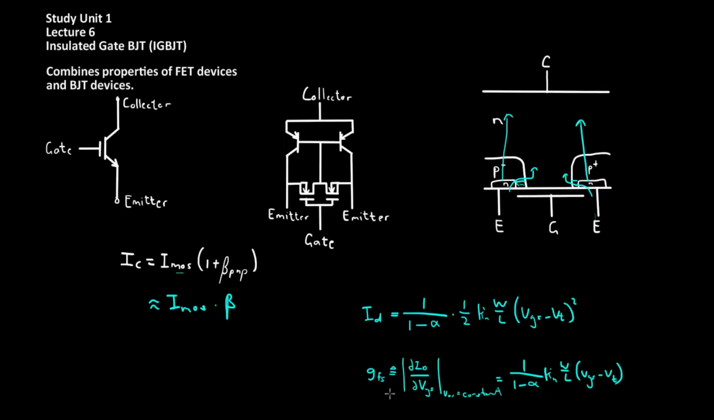Finally, the forward transconductance of the IGBJT can be determined simply by differentiating the current with respect to the gate-source voltage. If V_DS is held constant, then the forward transconductance is simply 1 over (1 minus alpha) times K prime n multiplied by W over L multiplied by (V_GS minus V_T), since there is only one V_GS in the equation.